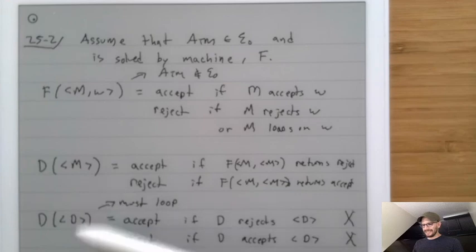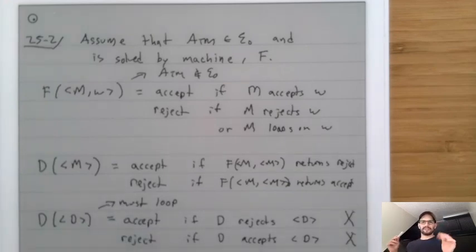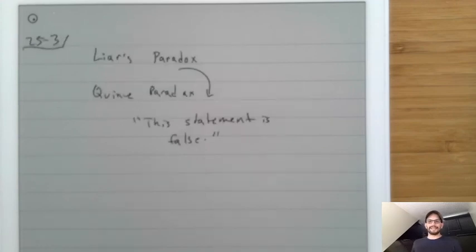That's exactly what D does. D of D is a statement that says this statement is false. And because we can construct that, that means that we have this nonsensical situation. And so we have now shown that ATM is not inside of sigma 0. I don't know if you find that an exciting conclusion to our story, but we did that.